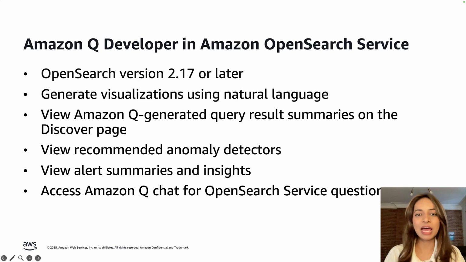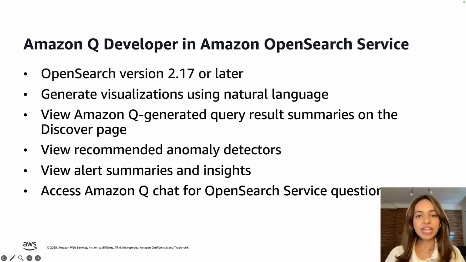We are also happy to announce Amazon Q Developer support for Amazon OpenSearch Service. Starting with OpenSearch version 2.17 or later, it provides AI-assisted capabilities to investigate issues, analyze patterns, and create visualizations on your operational data. It brings in the following additional capabilities. You can now create visualizations by simply describing what you want to analyze in natural language. You can get instant summaries of your query results directly on the Discover page. Amazon Q also simplifies the anomaly detection process by automatically suggesting the anomaly detectors based on your data sources.